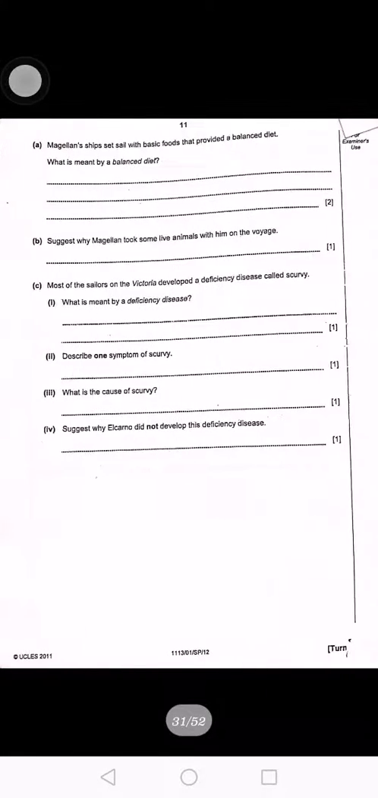One sailor called El Carnot used to eat a spoonful of fruit jam every day. He didn't develop any of these symptoms, no bleeding gums and no sores that wouldn't heal. OK kids, now let's see our questions.